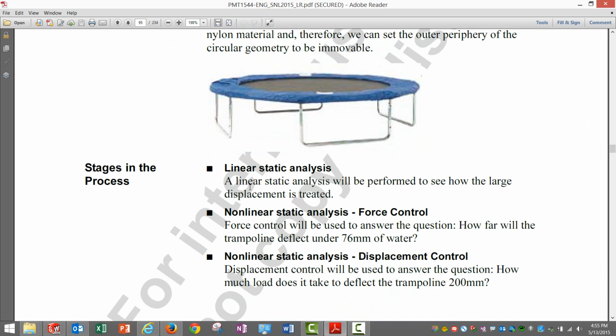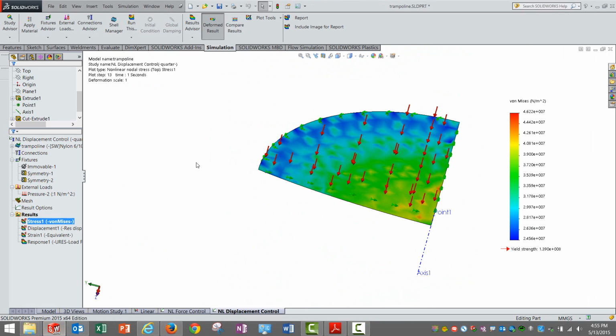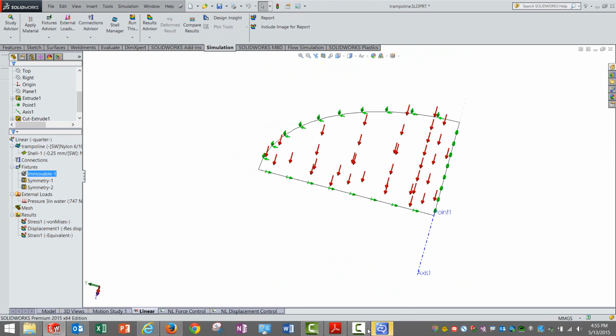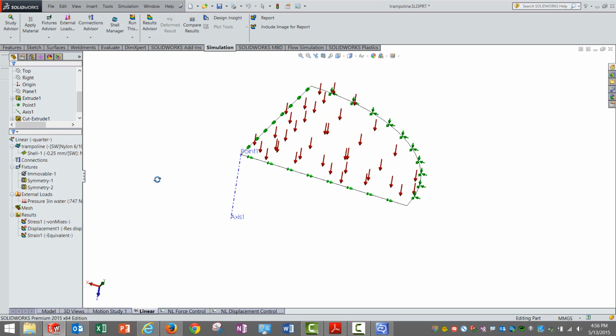So let's see how we go about it, and obviously if you want to understand the advantage of nonlinear, it is good that we get a feel of how it behaves in a linear analysis. So here is the setup that is created.